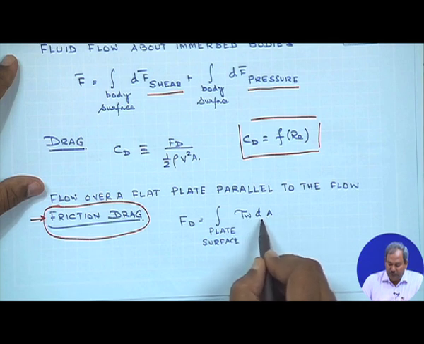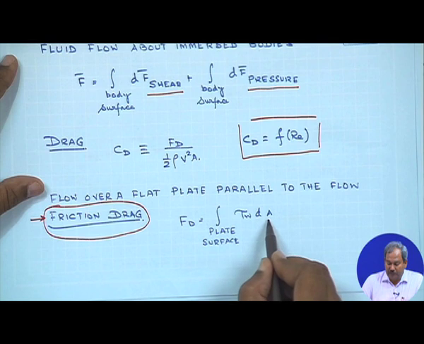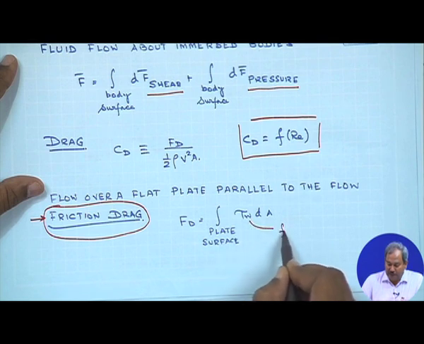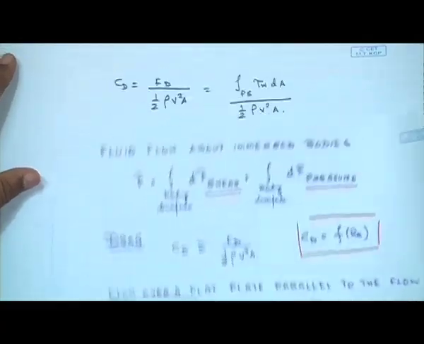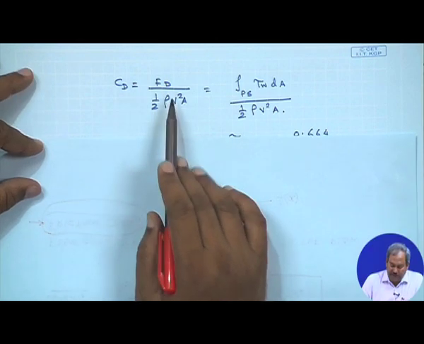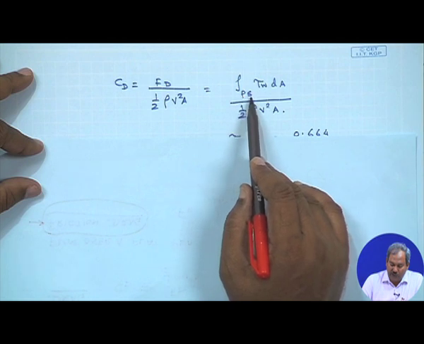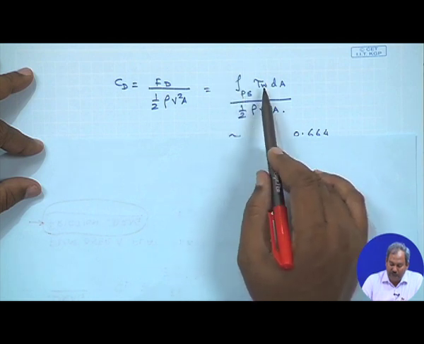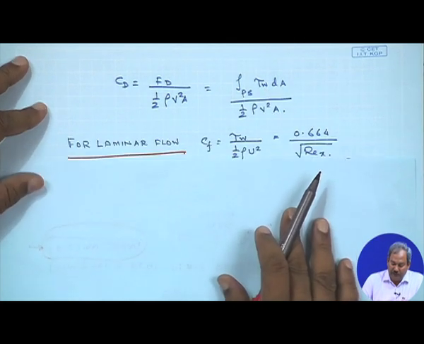The same approach we have used for the solution of the previous problem. So your frictional drag is simply the integration of tau w dA, and we understand this tau w, among other things, is a function of the axial location. So this is something which we need to evaluate. So what I do then is the CD, the definition, and therefore the force is replaced by the integration over the plate surface of tau w times dA, and half rho v square A will remain in the denominator.